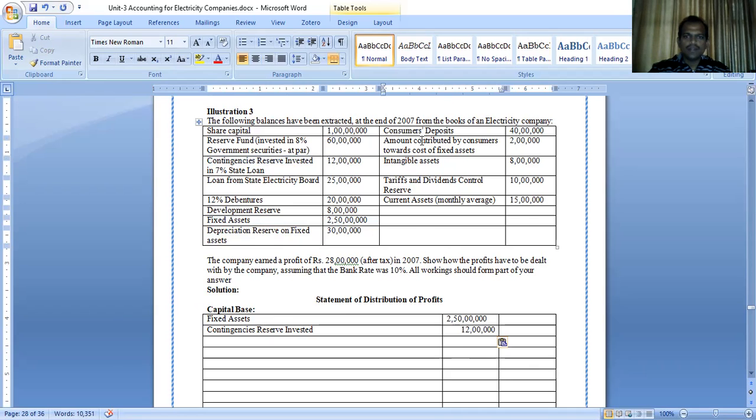Coming to this side, consumers' deposits and the amount contributed by consumers are deductible items. Intangible assets 8 lakhs, the tariff reserve is a deductible item, and current assets 15 lakhs.